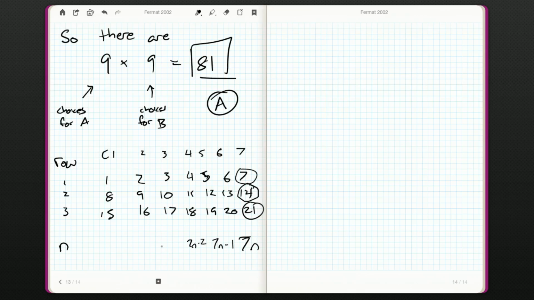So 7n minus 1, 7n minus 2, 7n minus 3. We'll have 7n minus 4. I don't have enough space here, but 7n minus 5 and 7n minus 6. So that'll be in column 1, column 2, column 3, column 4, column 5, column 6, and column 7.